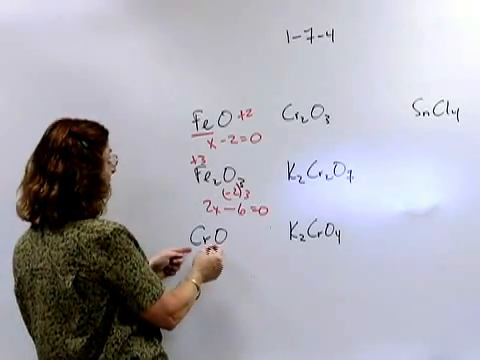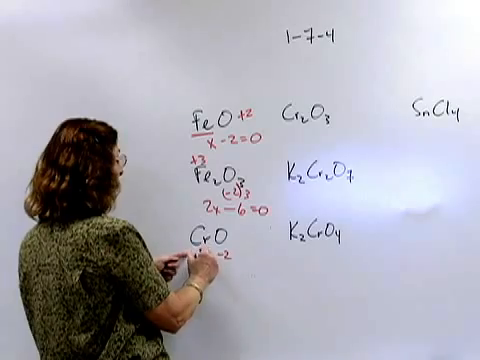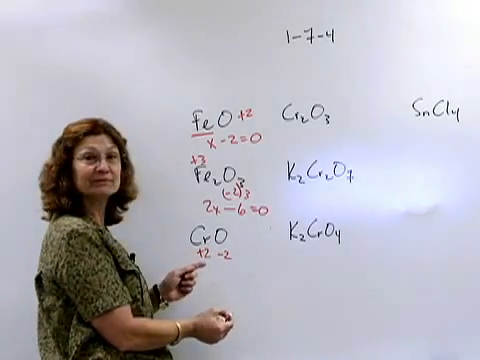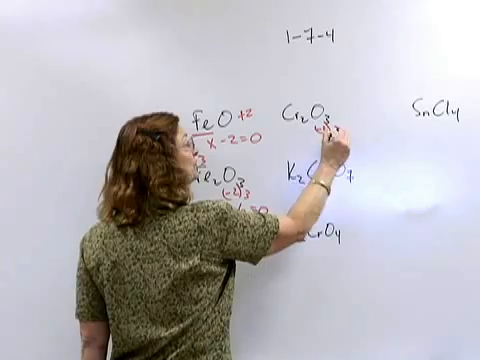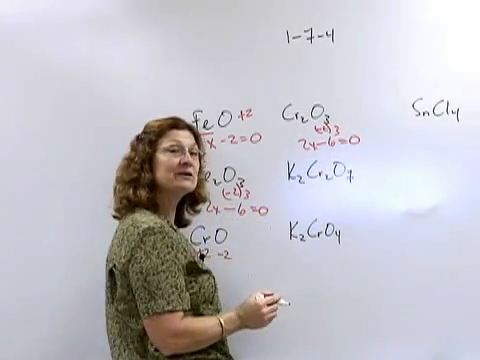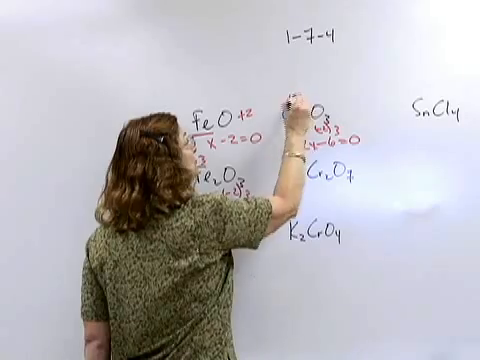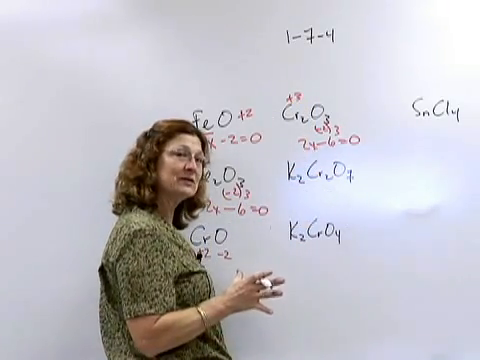Same situation here, only now we have chromium. Oxygen is -2. Chromium must be +2. Oxygen is -2 times 3 is -6. There are 2 chromiums and compounds must be 0. This chromium is +3.